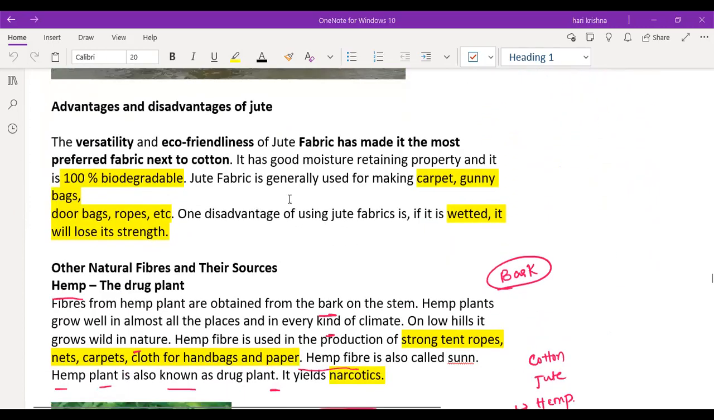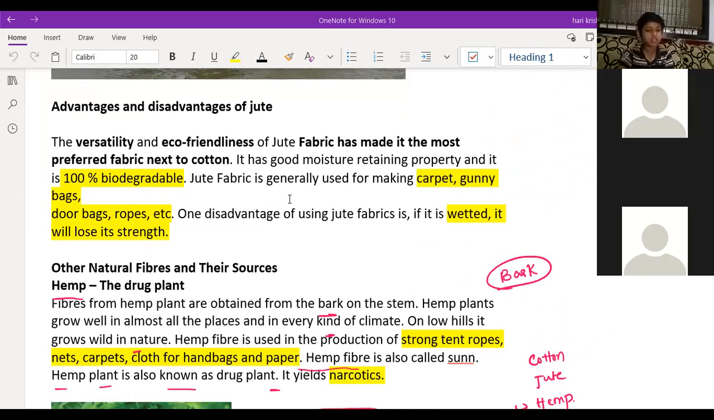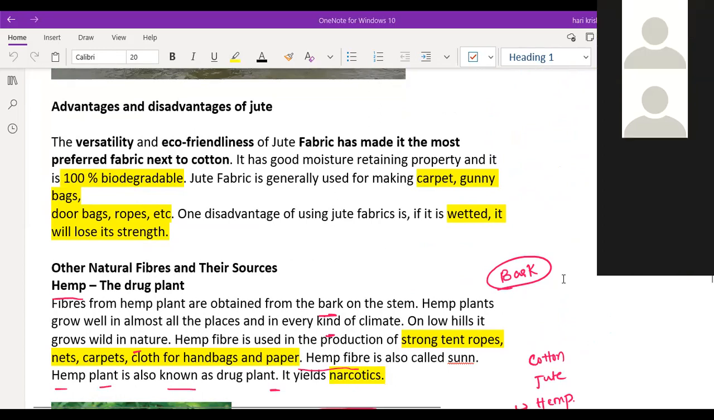Then, the advantages and disadvantages of jute plantation. What are the advantages of jute fiber? Sir, it's eco-friendly, and it's strong. It's biodegradable. We can make many bags, and those bags are used to load cotton bales. Very good.